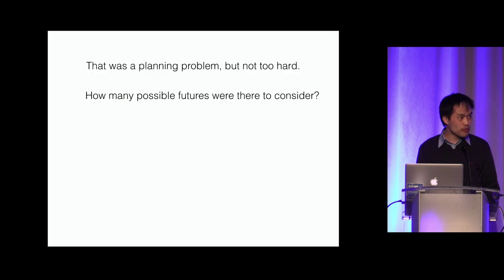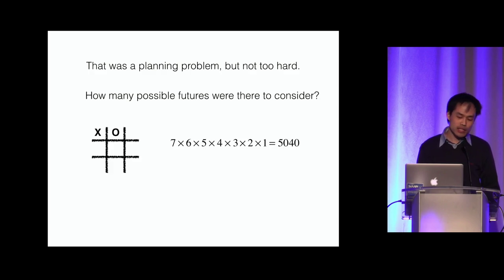How many possible futures were there to consider? Well, you had 7 possibilities and 6, 5, 4, etc. So that's a pretty big number already. Of course, it's not exactly that many because some of these games would end early.